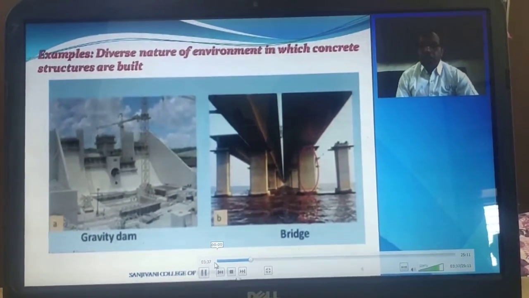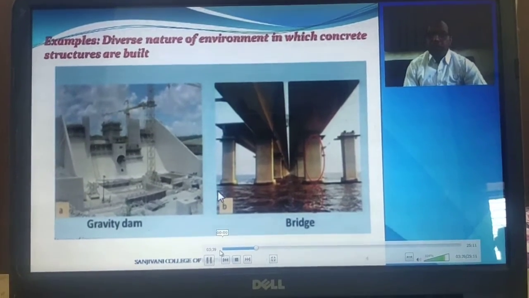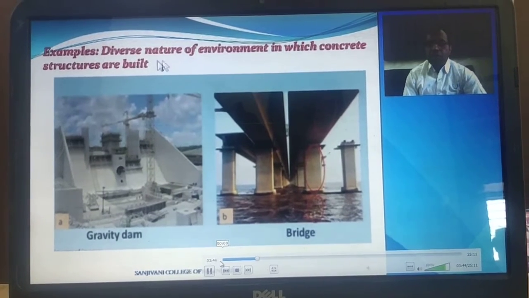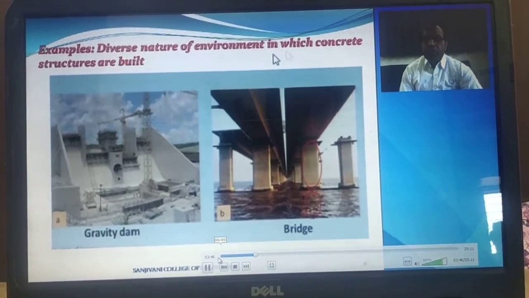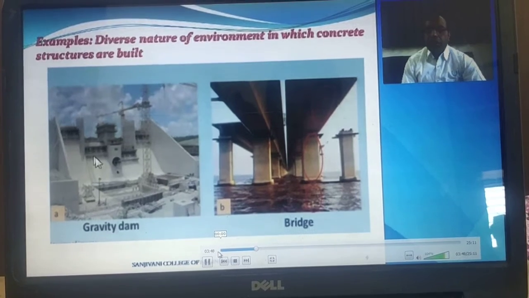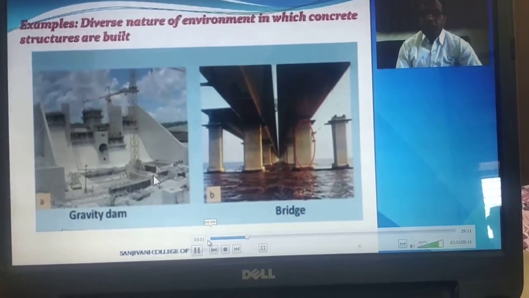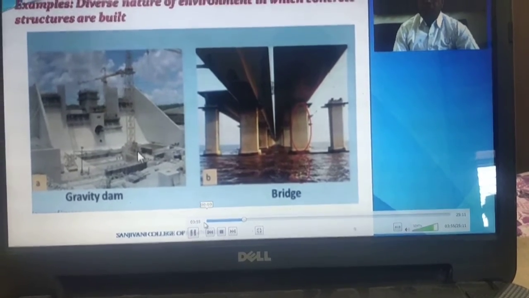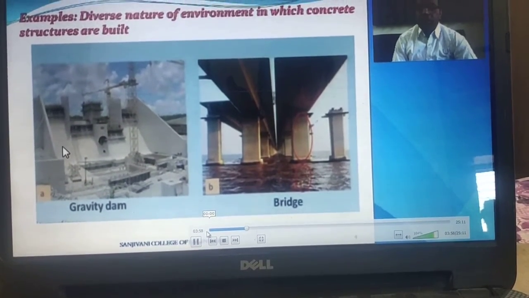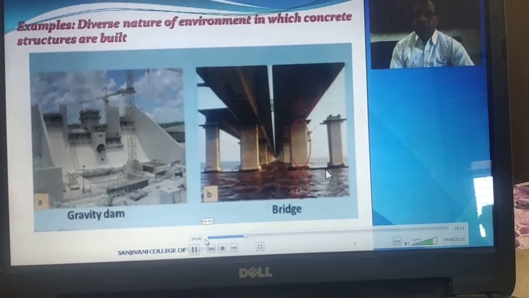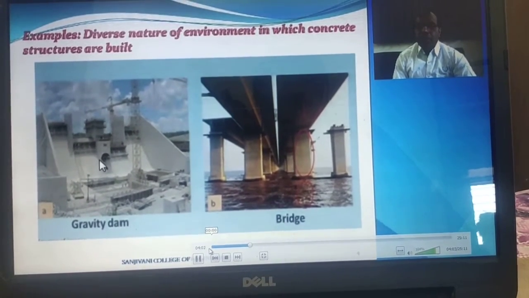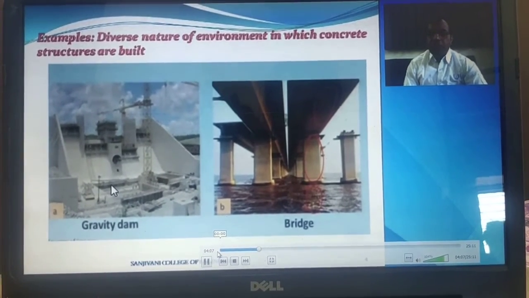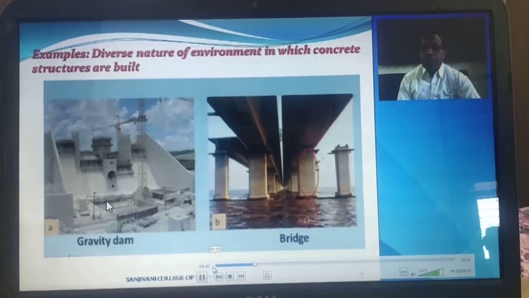So let's see different examples in order to understand durability in a better manner. The diverse nature of environment in which concrete structures are built. These are some examples of diverse nature: for example, a gravity dam and bridge piers. Gravity dams are subjected to a different environment as compared to bridge piers. Even within a gravity dam, the different parts of the structure are subjected to different environmental conditions.